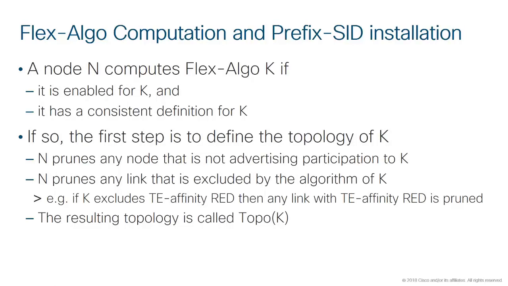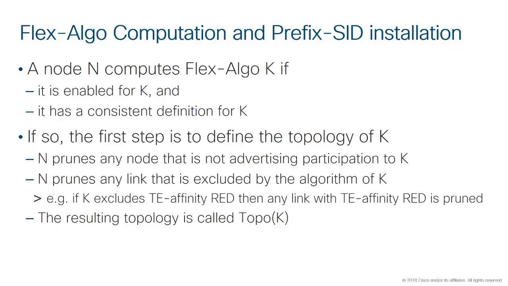I am a certain node, and I see algorithm 128. I'm going to compute for it only if I am enabled for it. So it means that if I am a node part of the green plane, I'm not going to spend any resources computing the red plane. It's scalable. I only compute for what I am enabled for. So I am a node, I'm enabled for algorithm 128, so I'm going to compute for algorithm 128.